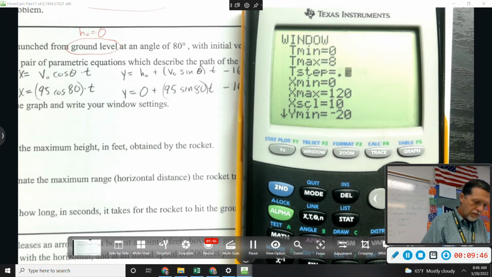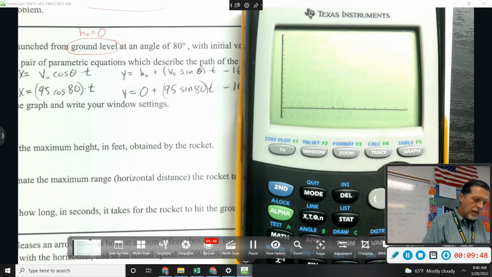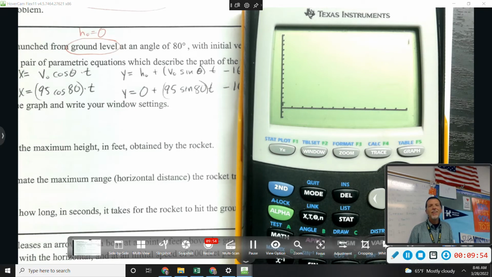Always happens to me. Like on a test, I'll put in something, forget that there's a value that's already there. It's going to take forever because your calculator is thinking 0.001, 0.002, 0.003, 0.004. And I mean, it does it fast, but it still takes a while. And you can't change it.